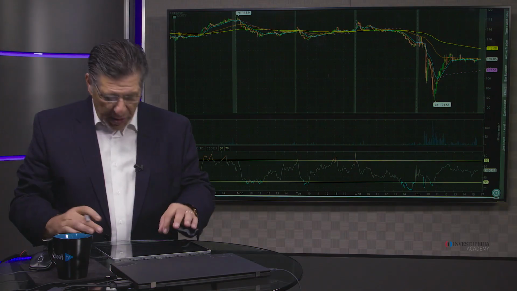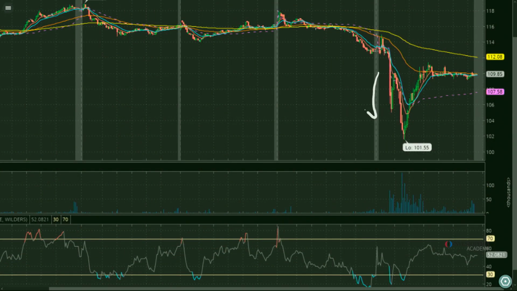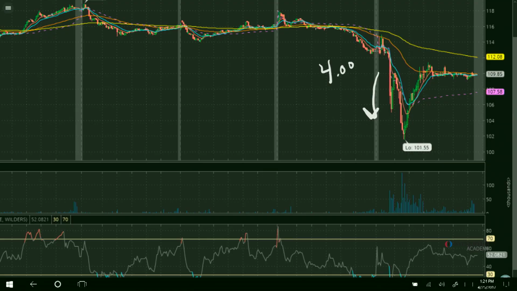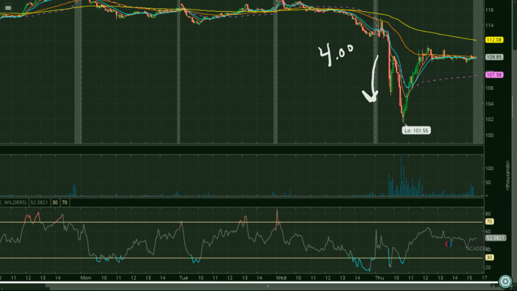When we have our two criteria met, number one, the stock is at least $1.50 away from the moving average. In this case, we are $4 away. Perfect. Number two, our relative strength index is below 20. In this case, our relative strength index is about 16. This is telling us that there's going to be a change in this stock. So how do we execute this trade?